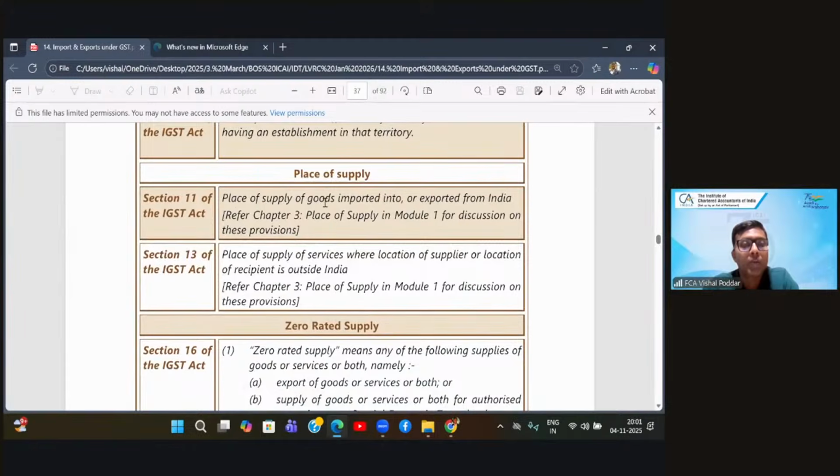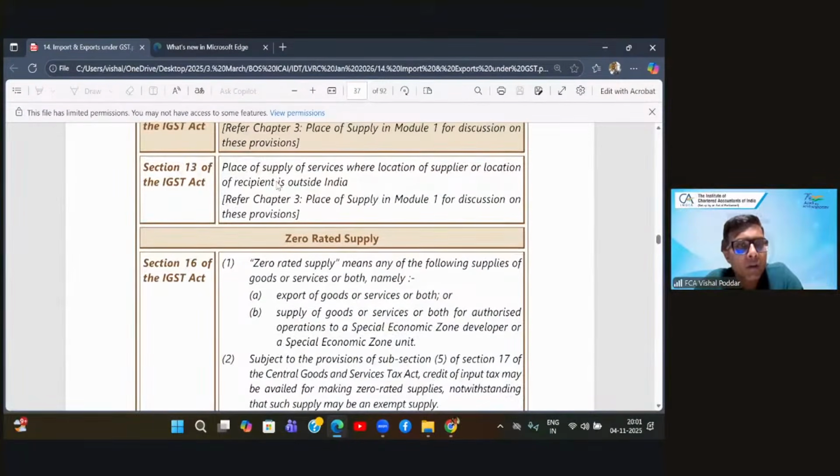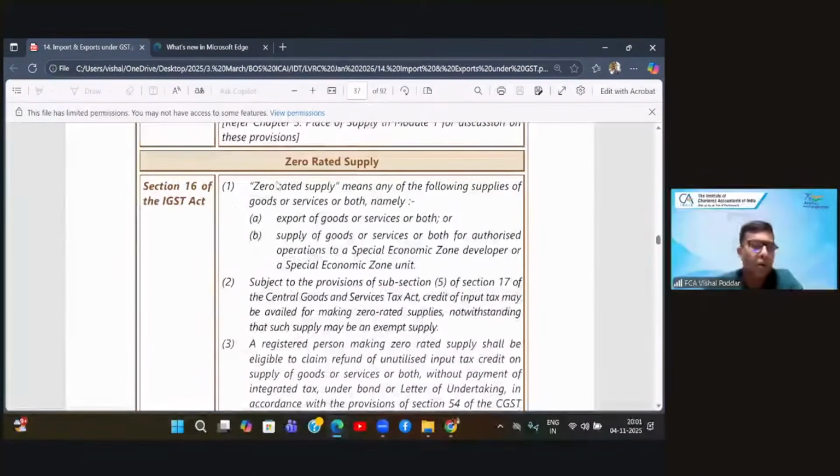Next, place of supply of goods imported into or exported outside India. The place of supply will be determined by section 11. So for exports, the place of supply is always the place outside India. Similarly, for services, section 13 determines the place of supply, and that will help you decide whether or not your services are export. Now, very important is the definition of zero rated. Your transaction which fits in zero rate will become eligible for refund under section 54. So that is why this definition is very important.